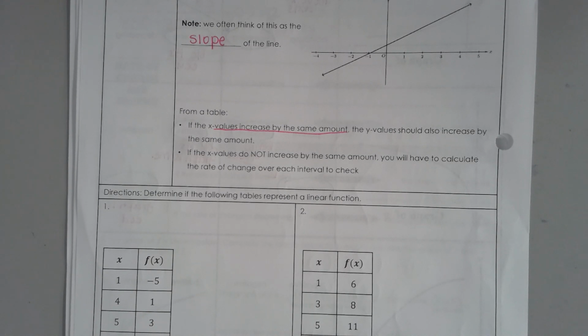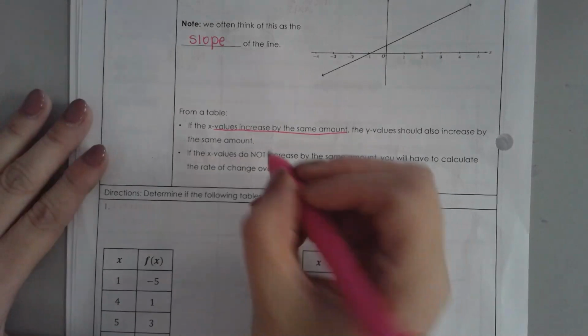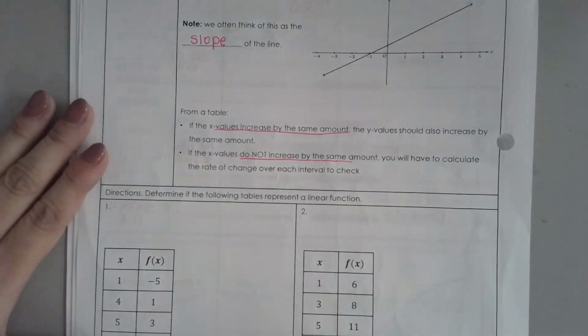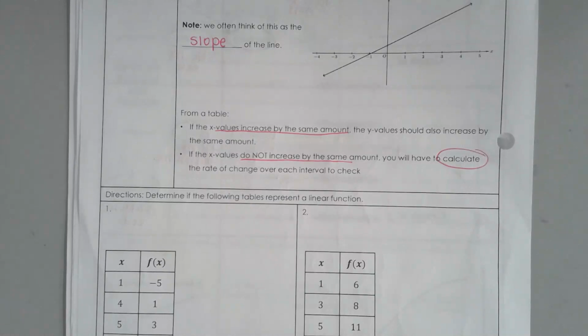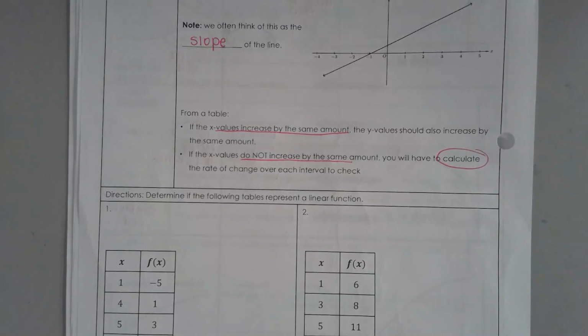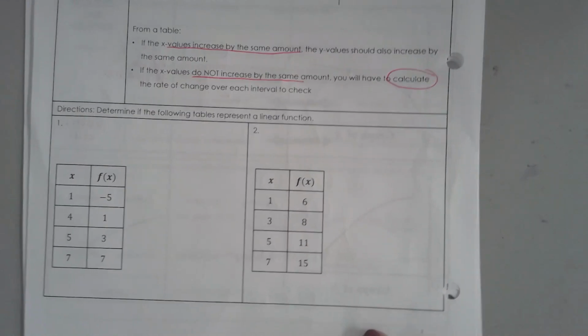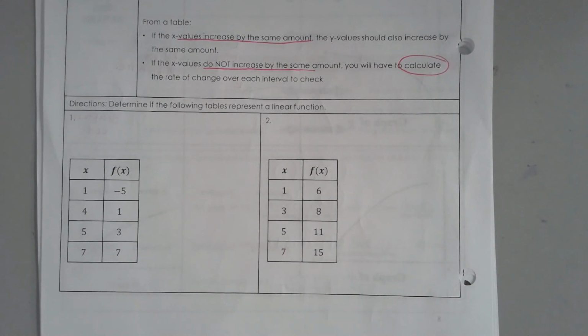Okay? So your x's might increase by 2, and your y values might increase by 7. But if it's plus 7, plus 7, plus 7, plus 7, it's linear. It's when the x values do not increase by the same amount that you have to calculate the rate of change to see if the rate of change is the same all the way throughout. So with linear functions, when you see a table, you're going to see if they increase by the same amount all the way across.